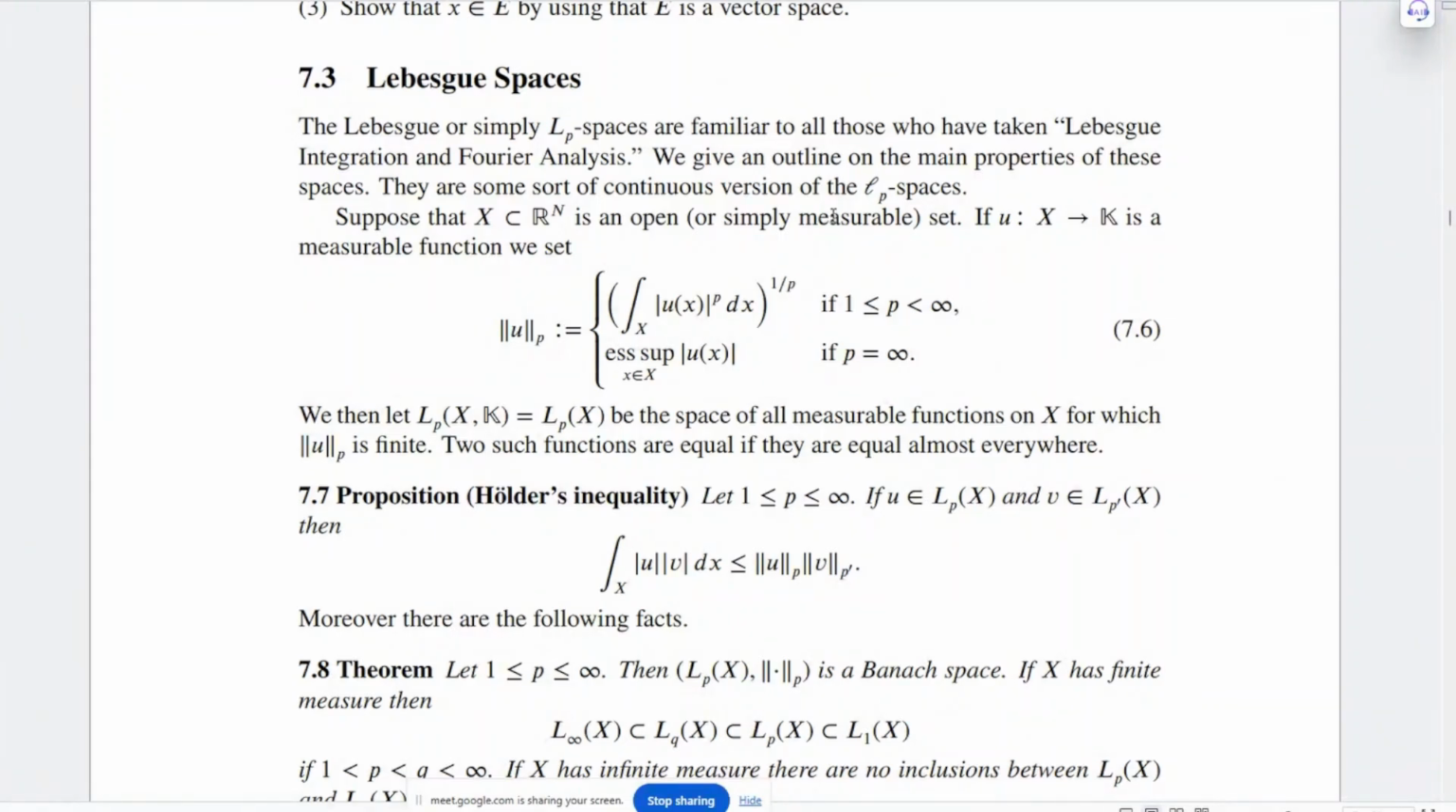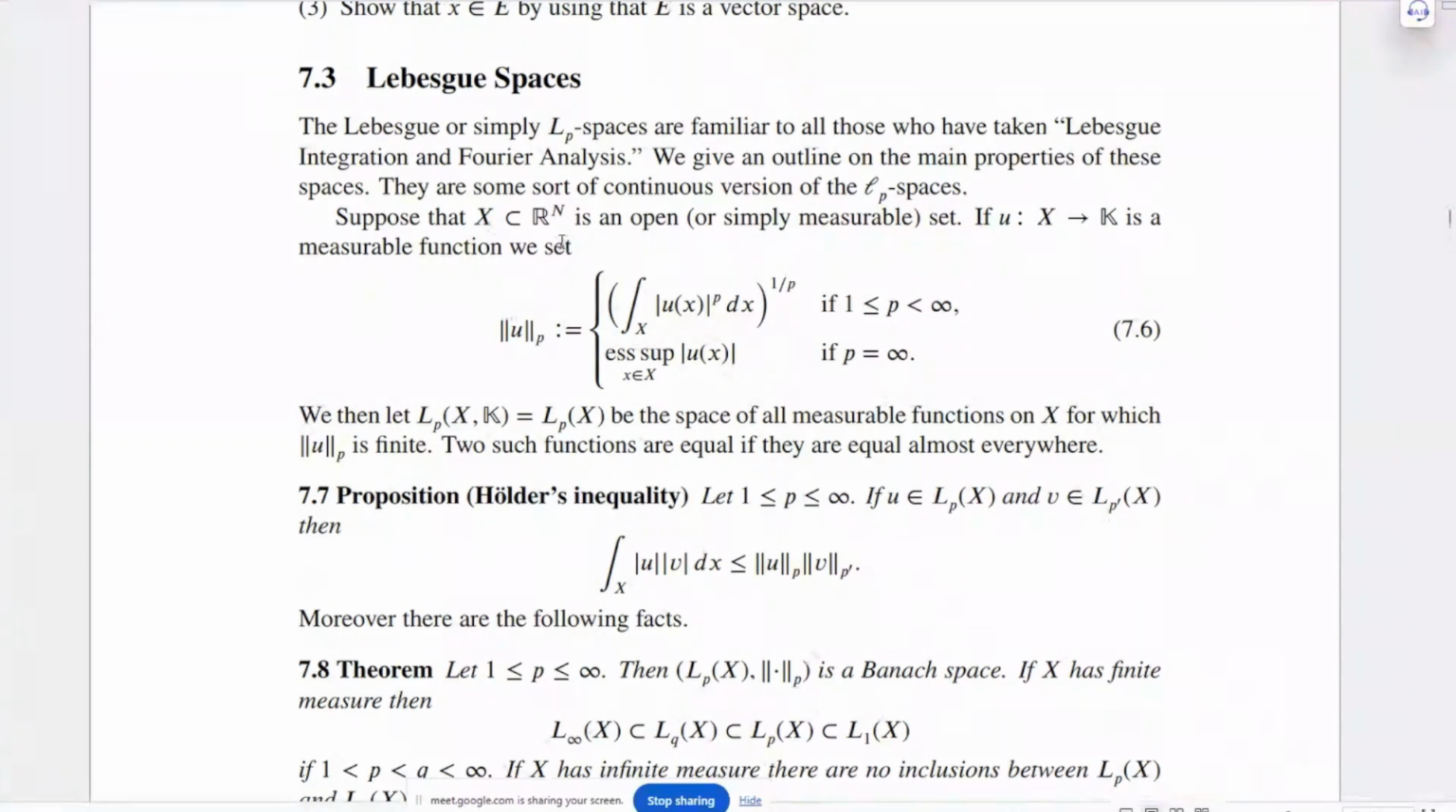Now that's what we are going to do now: Lebesgue spaces. The Lebesgue spaces are simply the LP spaces. This is capital LP. Normally, when you say LP, we mean small LP; otherwise, you say capital LP spaces. They are familiar to those who have done Lebesgue integration and Fourier analysis. We only give the outline here because this is not a course on measure theory.